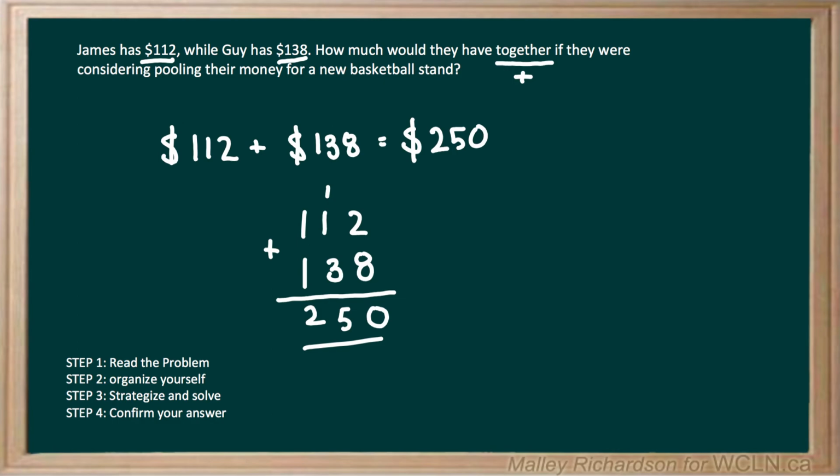So now that we've solved the question, we need to go on to step 4 of confirming our answer. The problem asks us to figure out how much money they have together. So we took James's money and Guy's money, added them together, and found out that their money together equaled $250.